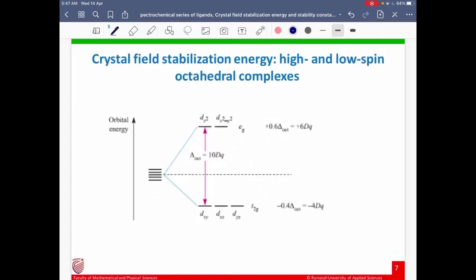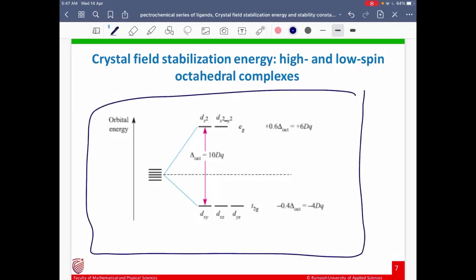Next topic is crystal field stabilization energy, and we will study about high and low spin octahedral complexes also. We now consider the effects of different numbers of electrons occupying the d orbitals in an octahedral crystal field. So this is the way that the d orbitals in the central metal ion will be split when they are influenced by the ligand.